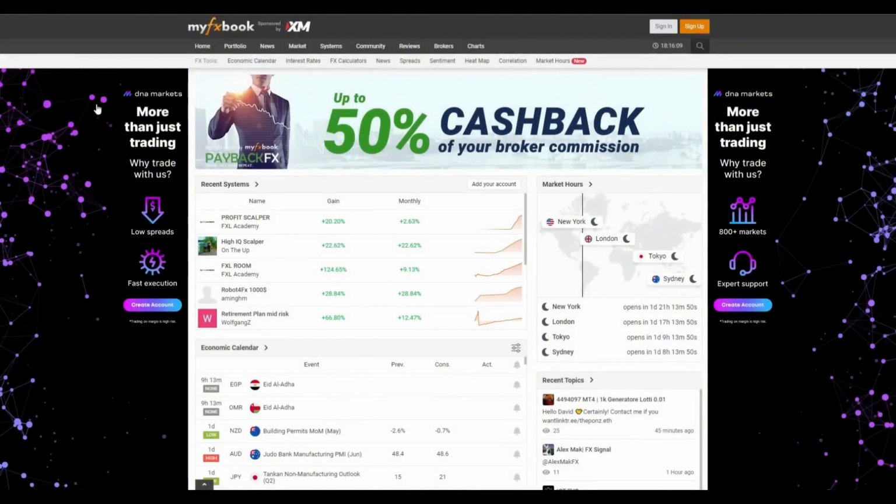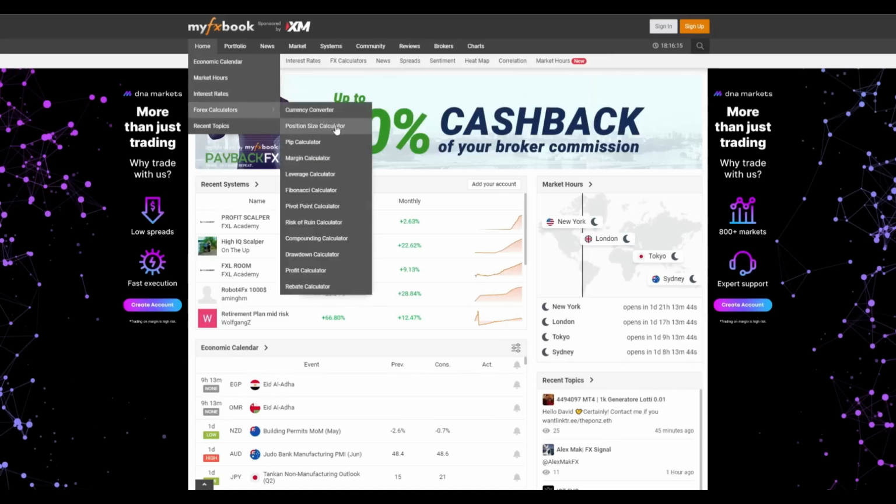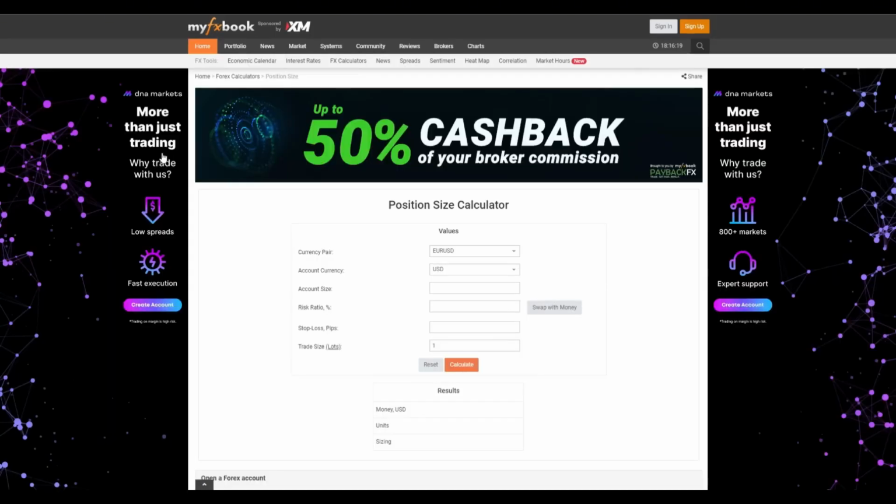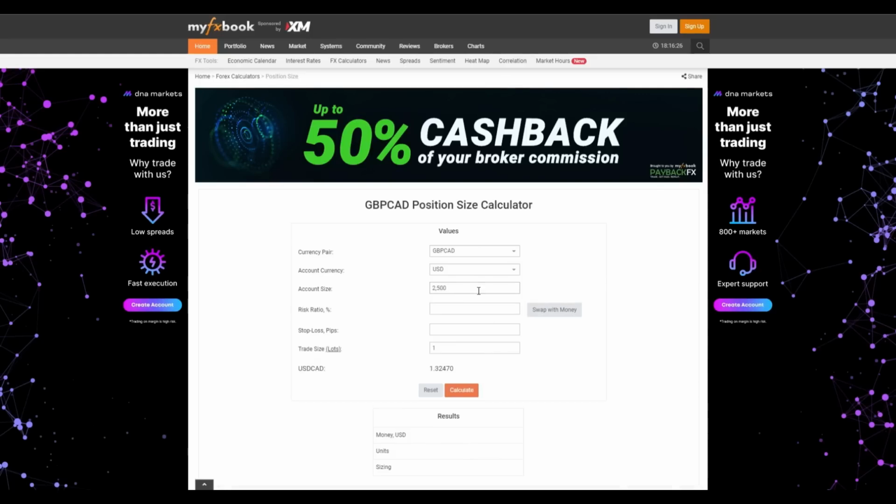To use this tool, go to myfxbook.com, and from the Home tab, select the Forex calculators and position size calculator. Here, you will be able to calculate your lot size. Imagine we want to trade the pound CAD. We have a $2,500 account size, and we want to risk 2% of our capital on this trade.